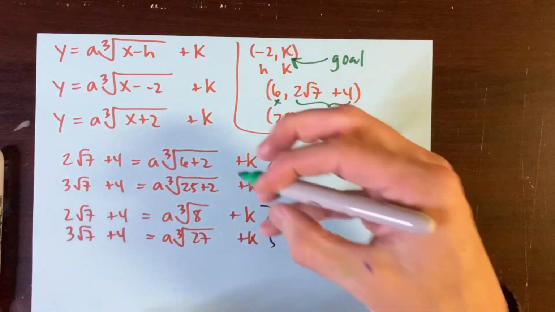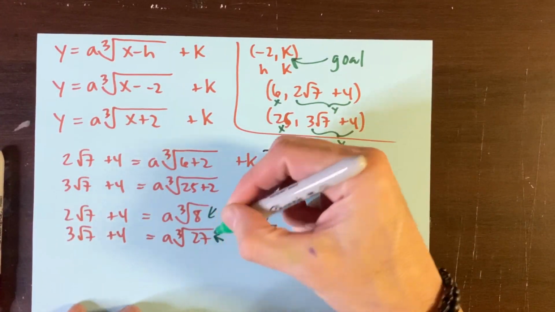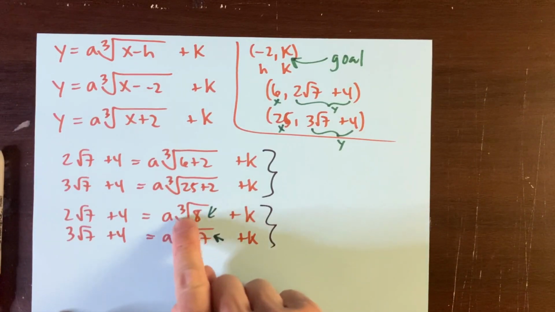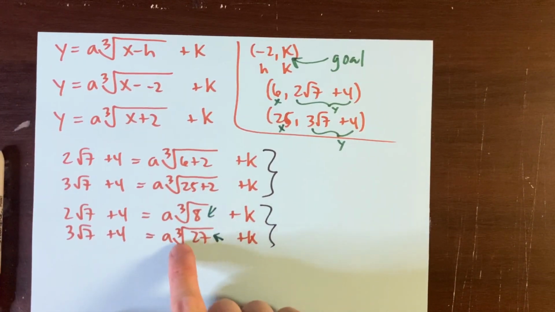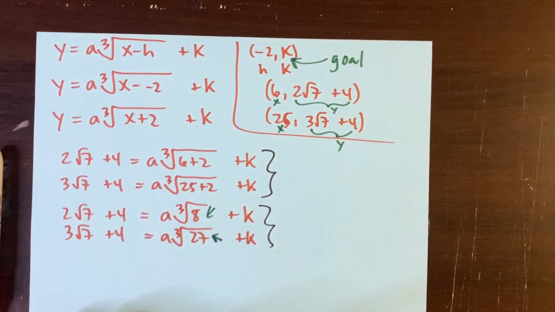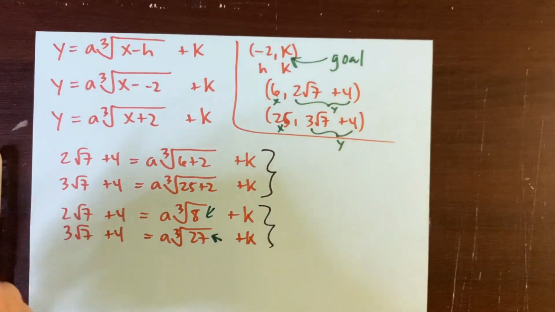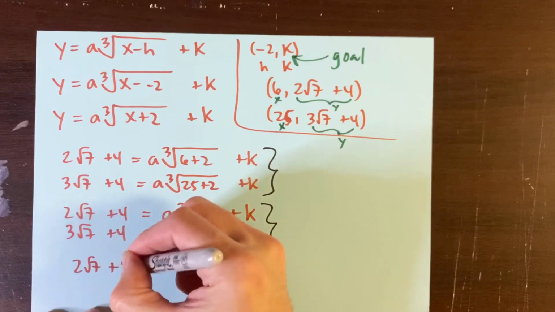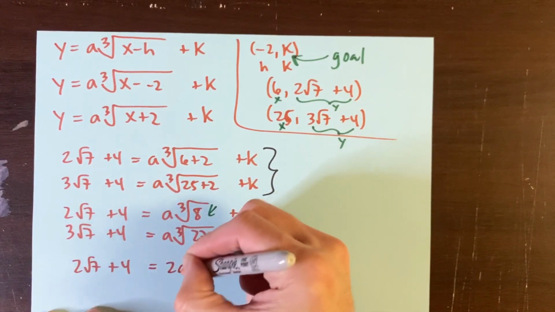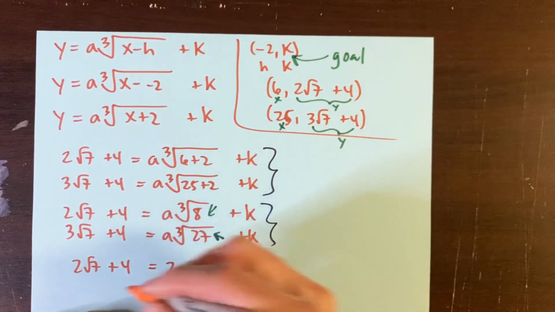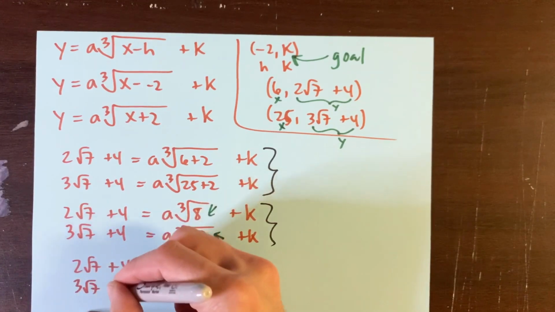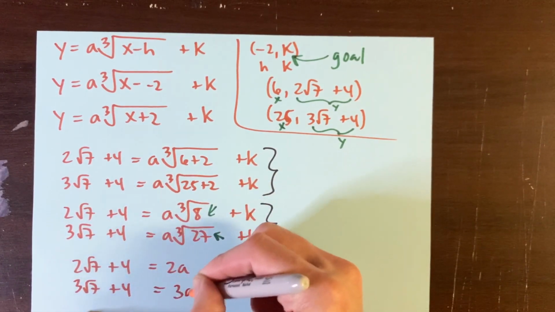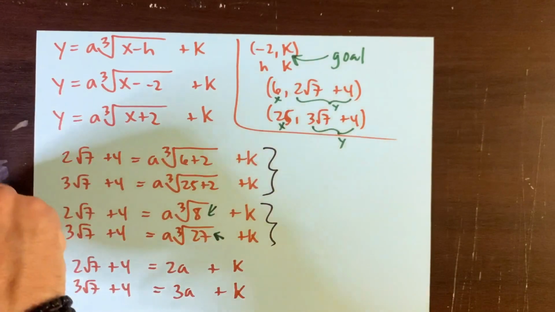And then, you know what? These numbers here in green, I know what that is. The cubic root of 8 is 2, and the cubic root of 27 is just 3. Let me focus my camera. So this is 2 square root 7 plus 4 equals 2a plus k. And similarly, I have this here, 3a plus k. Keep these braced together.